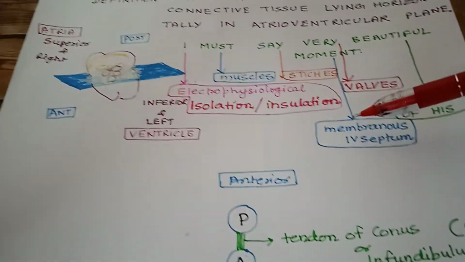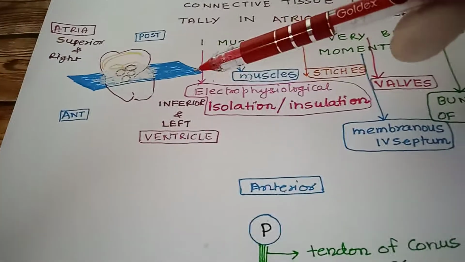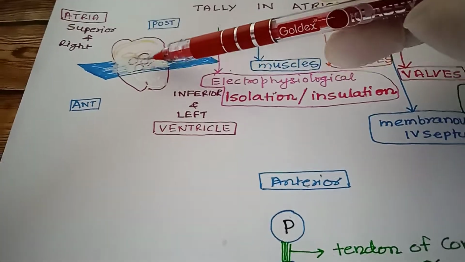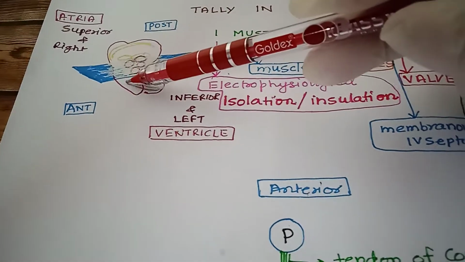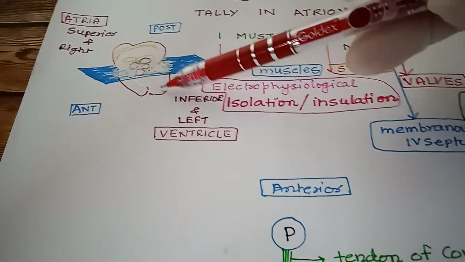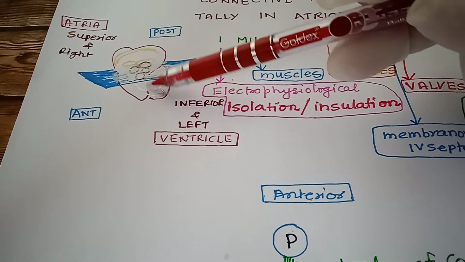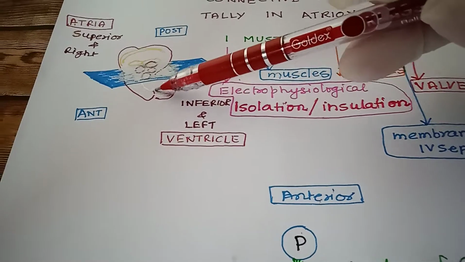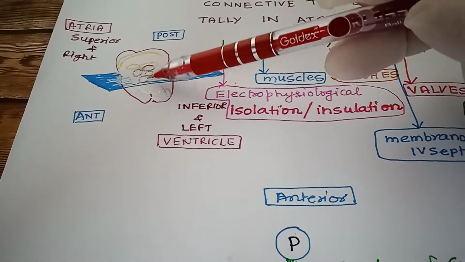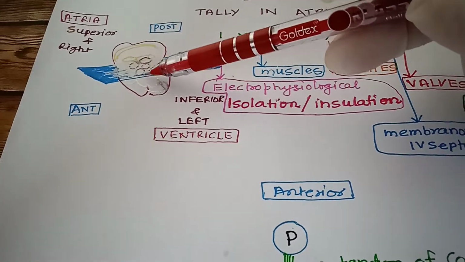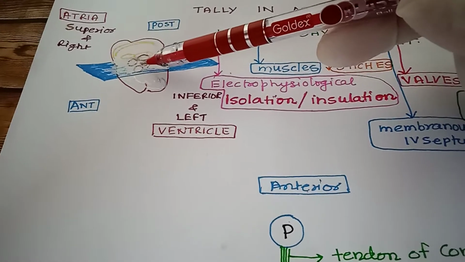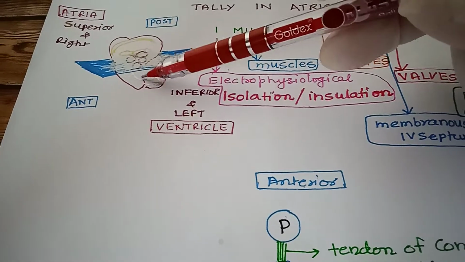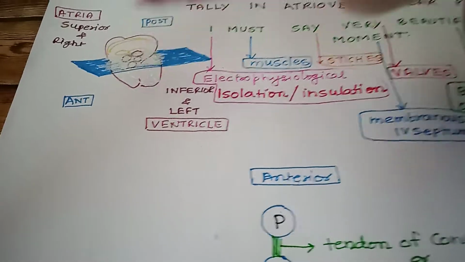M, membranous. It gives attachment to the membranous interventricular septum. This is the right ventricle and this is the left ventricle. In between these two there is the interventricular septum, which has a muscular part below and a membranous part above. So this fibrous skeleton gives attachment to the membranous part of the interventricular septum.